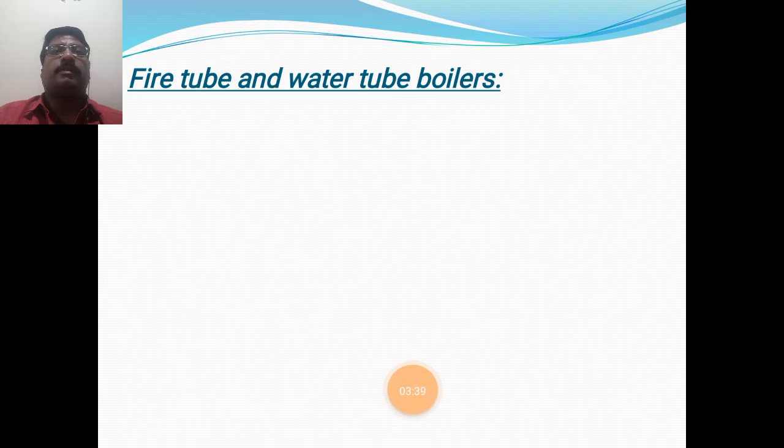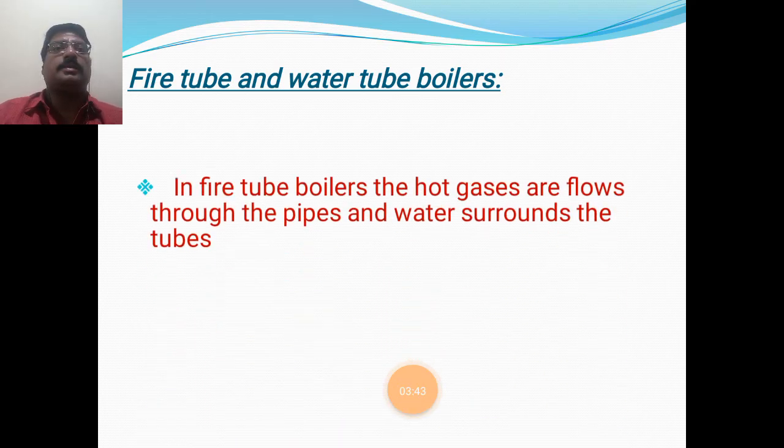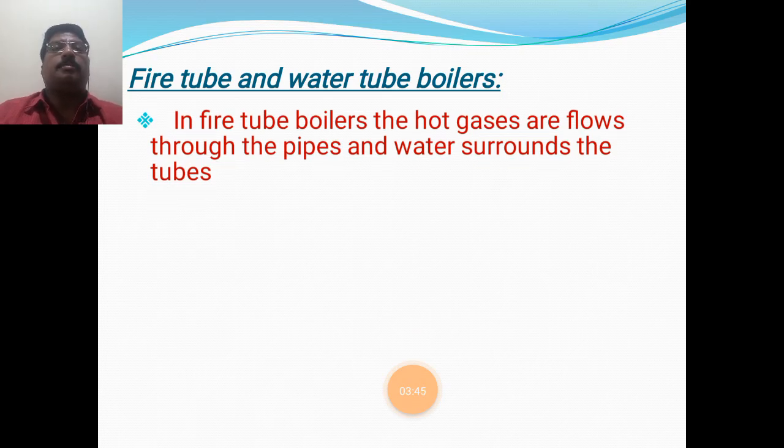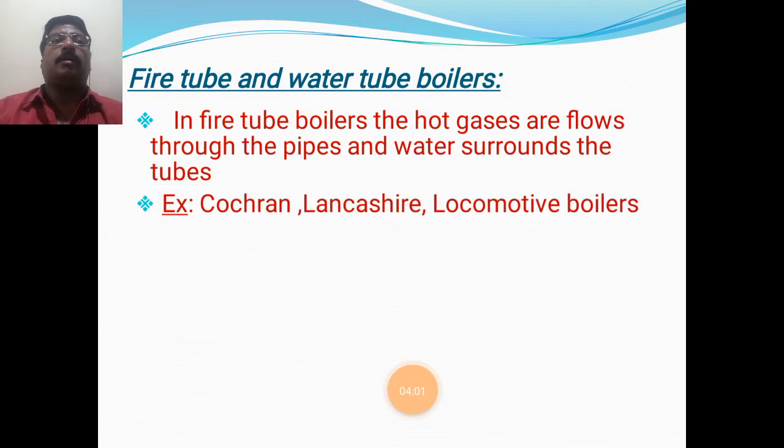Another classification of boilers is fire tube boilers and water tube boilers. What is the difference between fire tube and water tube? In a fire tube boiler, the hot gases flow through the pipes and water surrounds the pipes. Such types of boilers are known as fire tube boilers. Examples of fire tube boilers are Cochran, Lancashire and locomotive boilers.